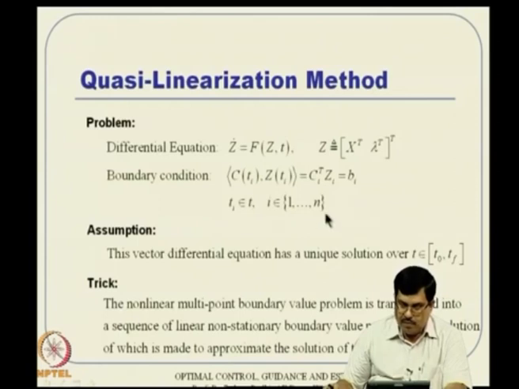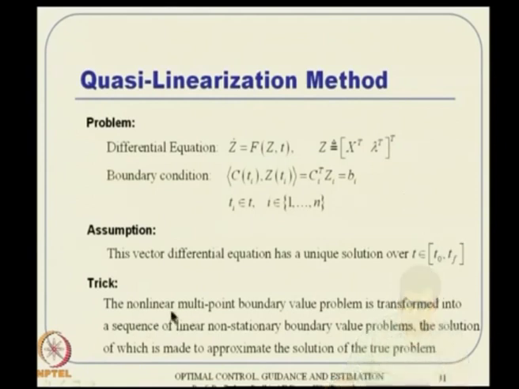For example, if some launch vehicle is going to the moon, you first go to a parking orbit and then go to the moon. So that kind of thing can be split either artificially or naturally. The problem you are talking about is this way: z dot is f of z, t, where the boundary conditions are given that way. We also assume that this vector differential equation has a unique solution over this time domain.